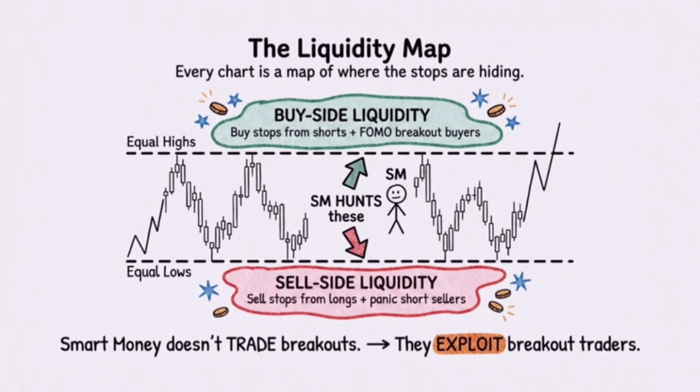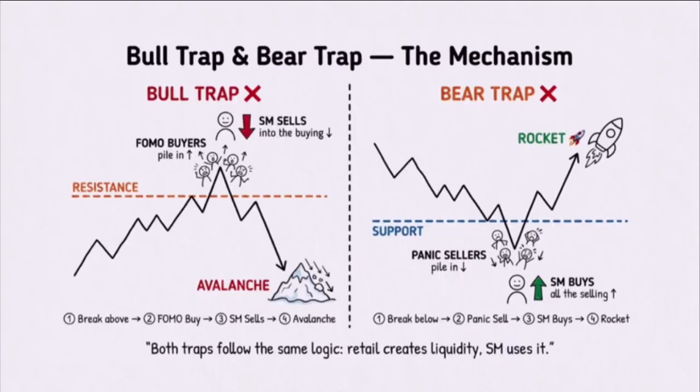Smart money doesn't trade breakouts. They exploit breakout traders. This is exactly how bull traps and bear traps work. A bull trap at resistance. Price breaks above resistance. FOMO traders pile in and buy. Smart money sells into that buying pressure. They use the retail buying as liquidity to fill their sells. Then price reverses. Now the stop losses from all those FOMO buyers get triggered, which creates even more selling.